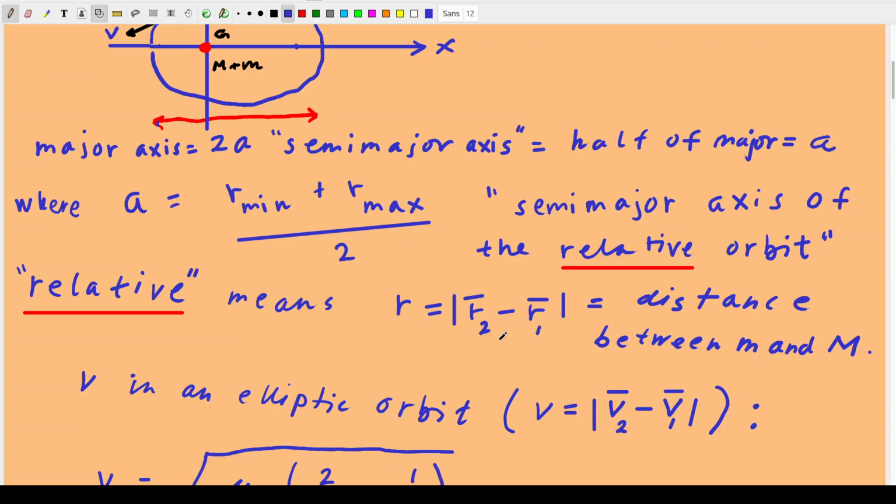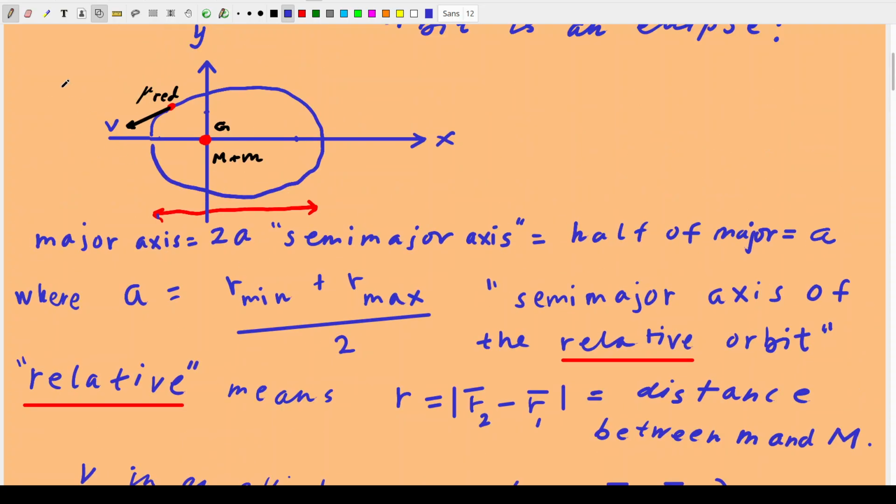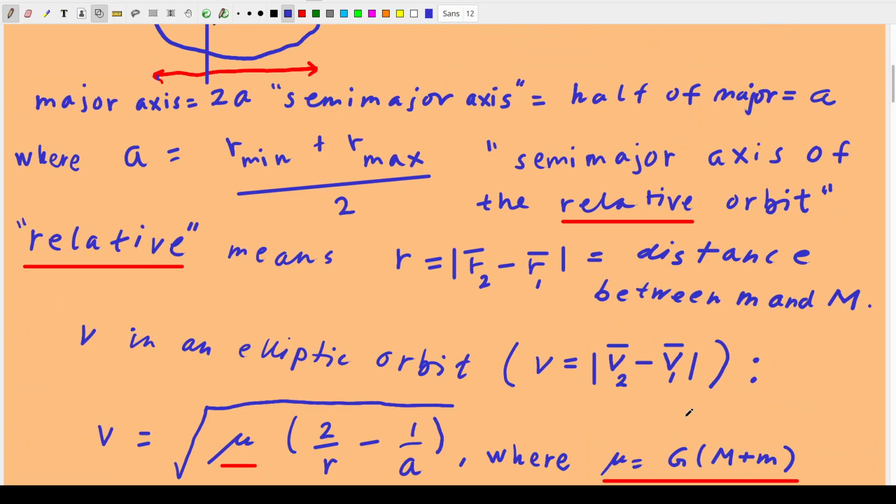And the distances are relative distances, the relative orbit, the distance between the particles, and also the velocity of the reduced mass is simply the relative velocity. What do we have here? You have the velocity of particle 2 relative to particle 1. So from particle 1's perspective, 2 has a certain velocity. And then we just look at the speed. So take the modulus of that. So this is the speed, v.